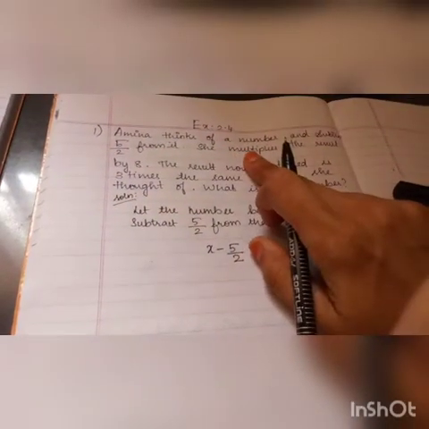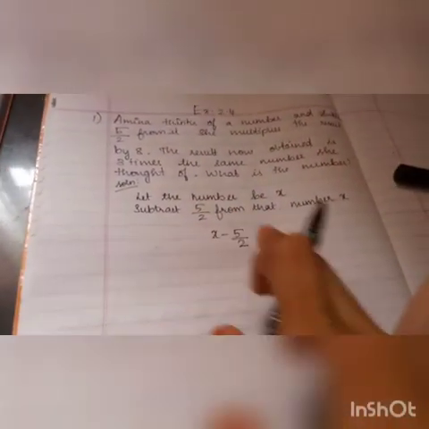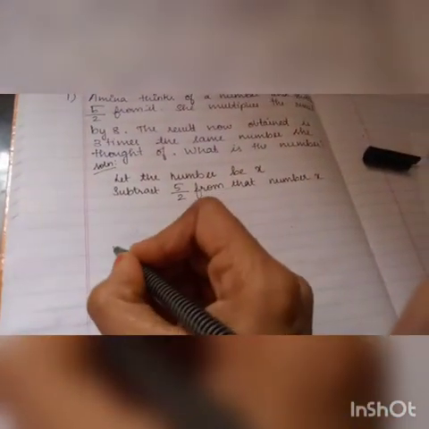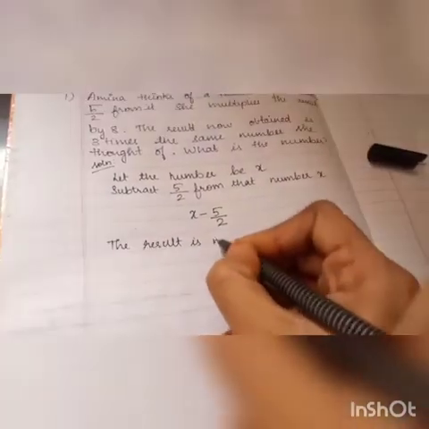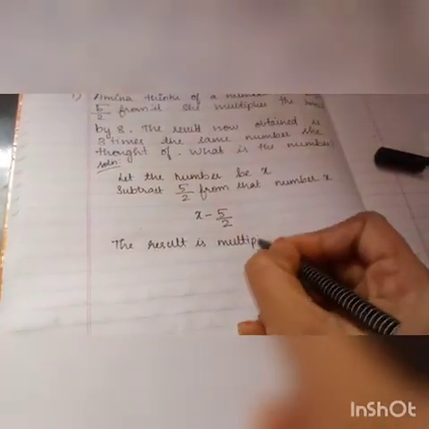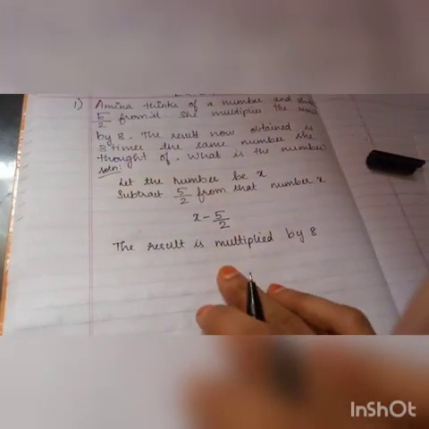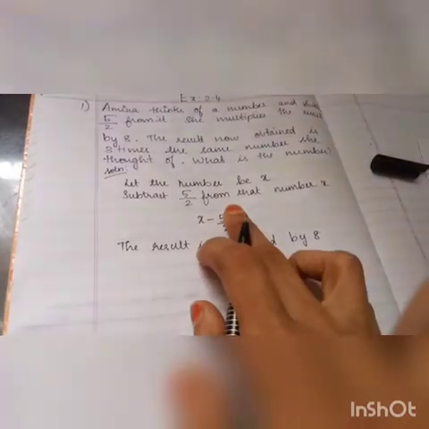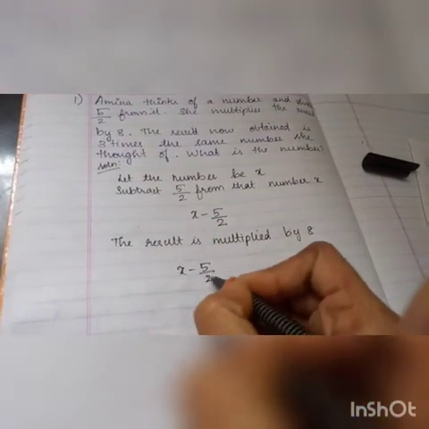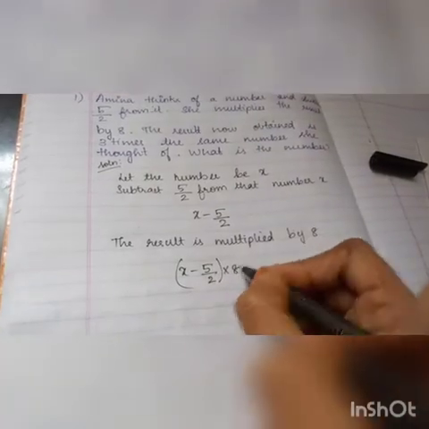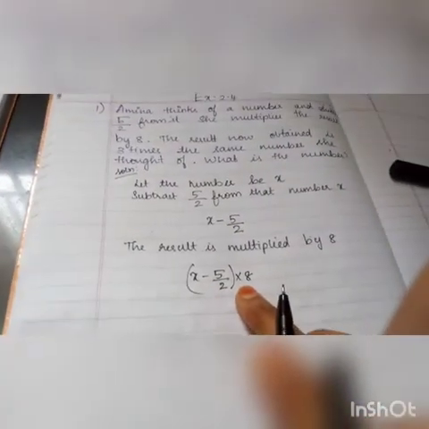She multiplies the result by 8. So after subtracting, you got this result, and the result is multiplied by 8. What is the result we got after subtraction? x minus 5 by 2. So what I am doing is x minus 5 by 2 into 8, because I told you the result I am going to multiply by 8.